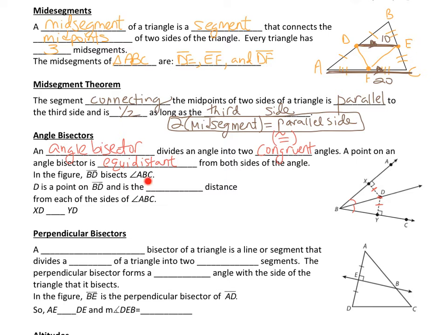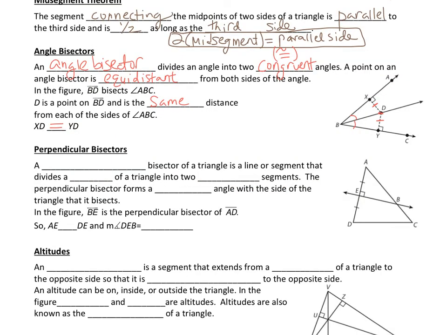When we are following along right here, if we have BD bisects our angle ABC, I can put my little marks in there that those are congruent. I see point D is on that angle bisector, and that means it is going to be the same distance from each of the sides of my angle. And we mentioned before that the length of XD will equal the length from Y to D.